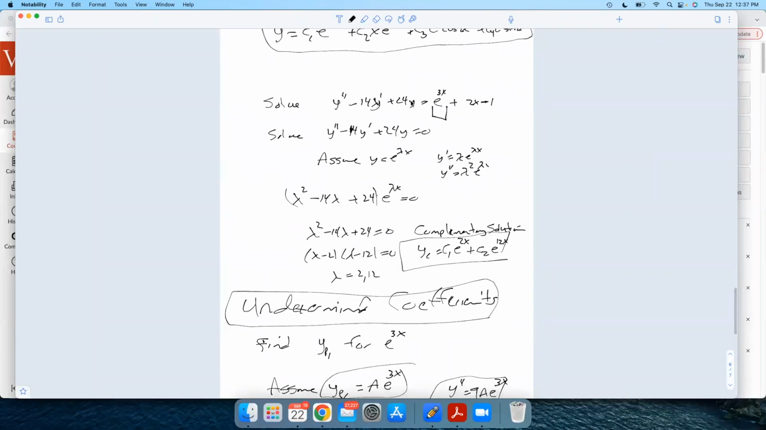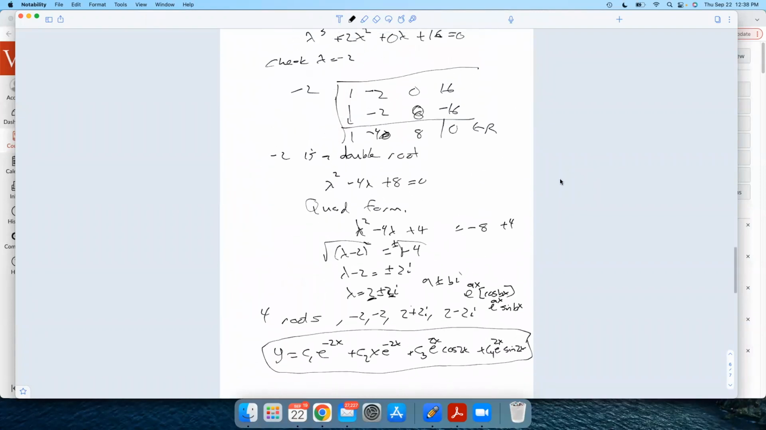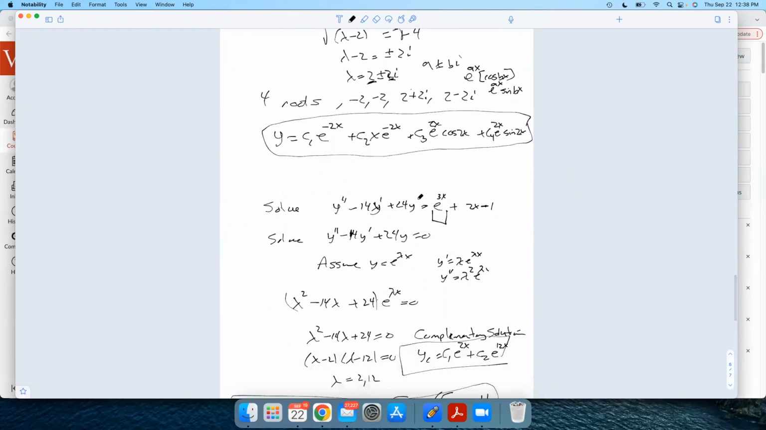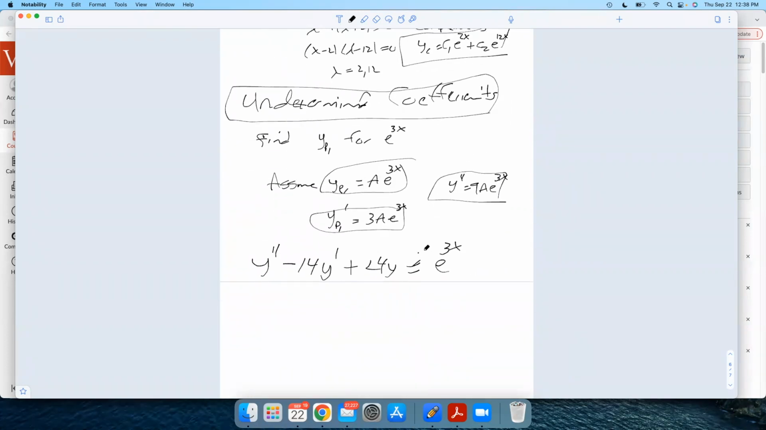So I'm plugging in here. Let me rewrite that. That was y double prime minus 14y prime plus 24y equals, and I just want that equal to e to the 3x. I could put a number in there. I could change the problem here and make this a 7. That may make it a little more interesting, because most of the time you're going to have a number there. So let's throw a 7 there, and let's plug all these in.